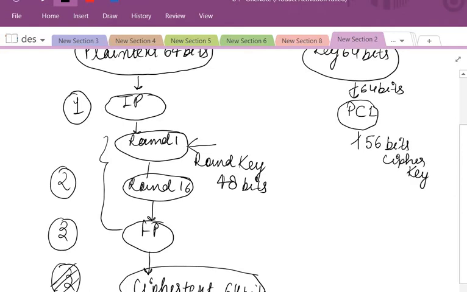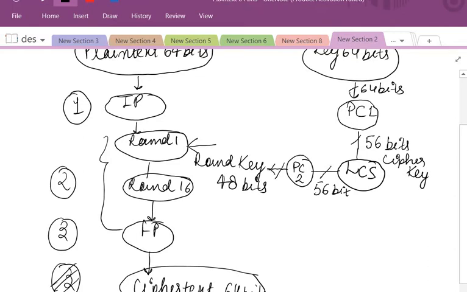From the cipher key we have to generate a round key. For the generation of the round key, we feed this 56 bit cipher key as an input to the left circular shift. LCS means left circular shift. From this left circular shift, my output will be a 56 bit key, and this 56 bit key acts as an input for permutation choice 2. The output of permutation choice 2 is the round key having 48 bits.